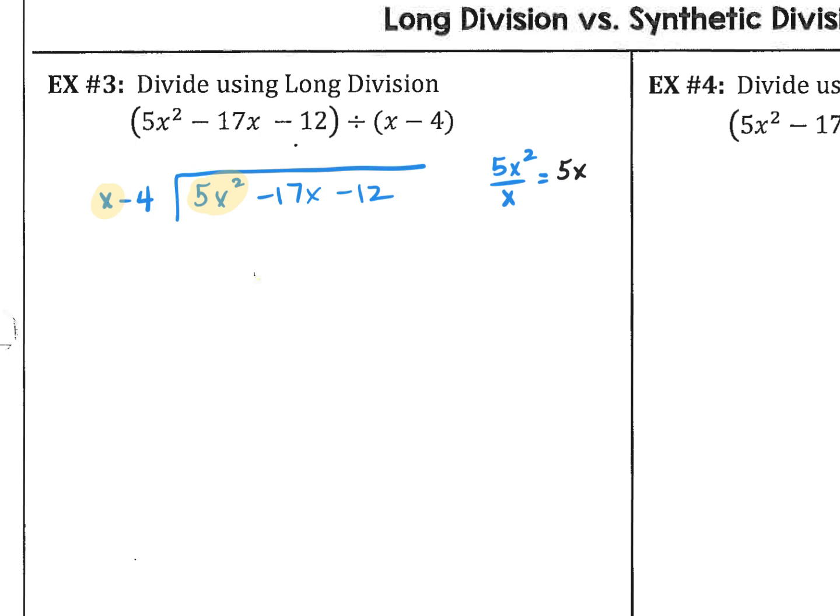Well, guess what? That goes here. Now, why did I put it over the 17x instead of the 5x squared? The degree matches, doesn't it? Now, we do the same thing we would do if we were doing number long division. We're going to now multiply, aren't we? So we're going to take this, and we are going to multiply. What will we get? 5x squared minus 5x times 4.